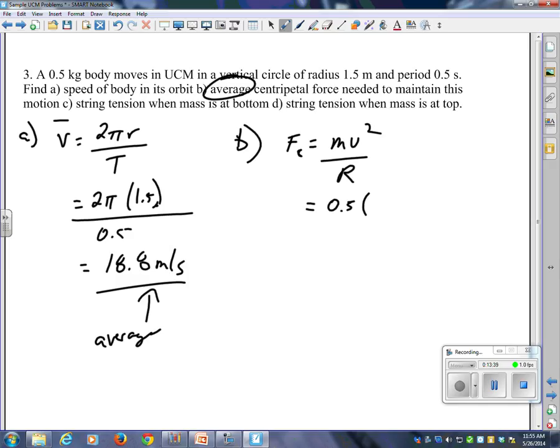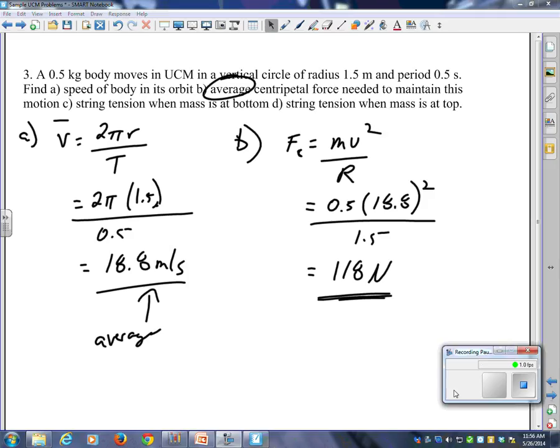Yep, Fc, centripetal force. So the mass is 0.5. The velocity squared is this number that I just calculated, 18.8 squared. And the radius, 1.5. So I get an average centripetal force of 118 newtons. You could say that the average string tension is 118 newtons. But we know it's going to be more than that at the bottom.